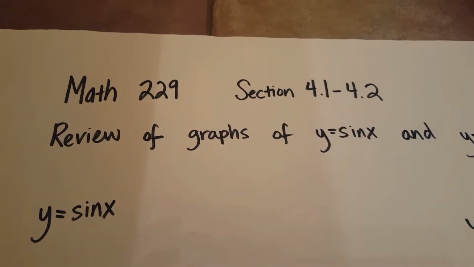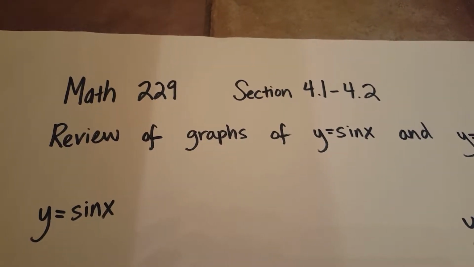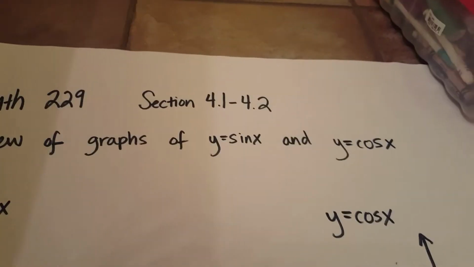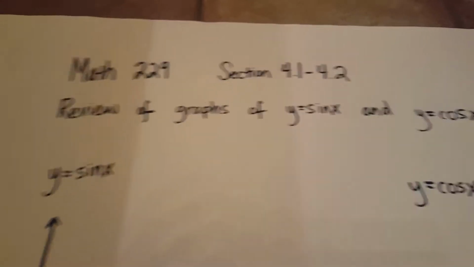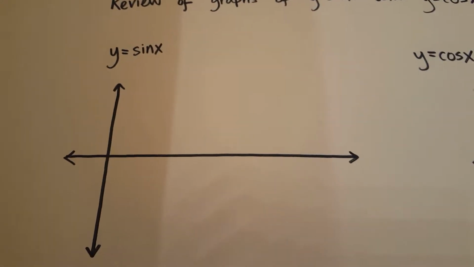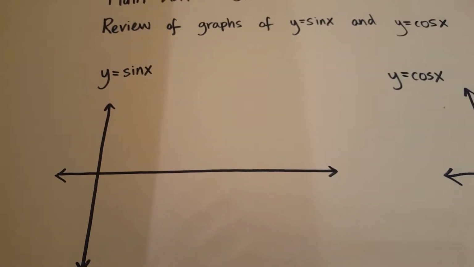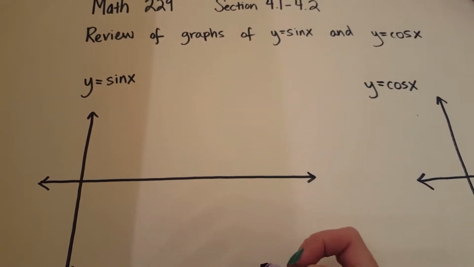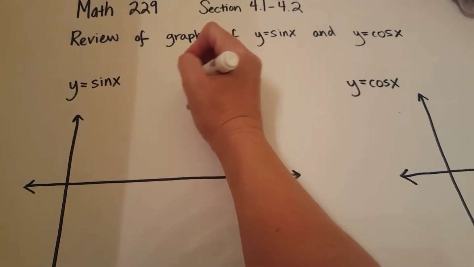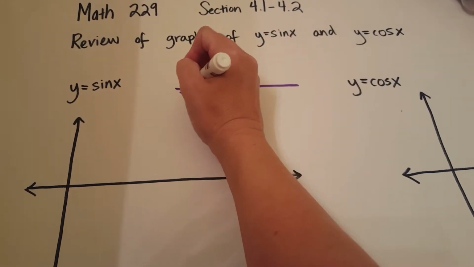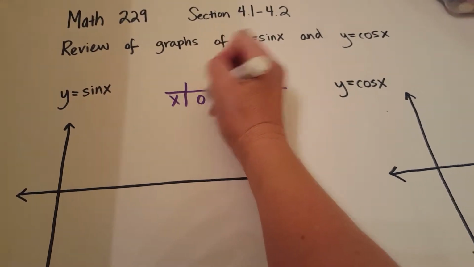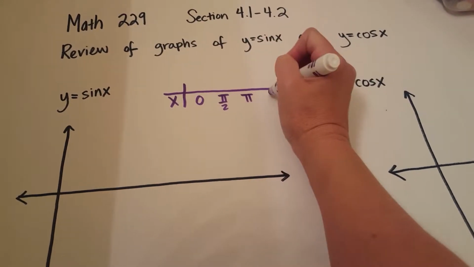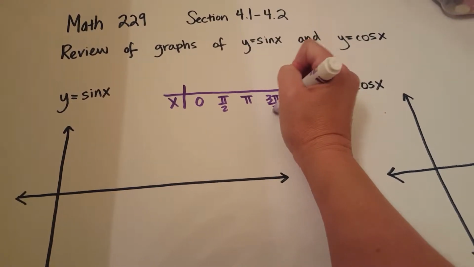This is my Math 229 review of sections 4.1 and 4.2. We're going to look at the graphs of y equals sine x and y equals cosine x. So we're going to start first with y equals sine x. The most important part that you need to know about y equals sine x is that we're going to have 5 cut points. And those cut points are when x is 0, pi halves, pi, 3 pi halves, and 2 pi.